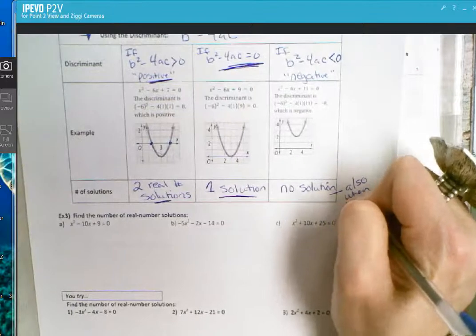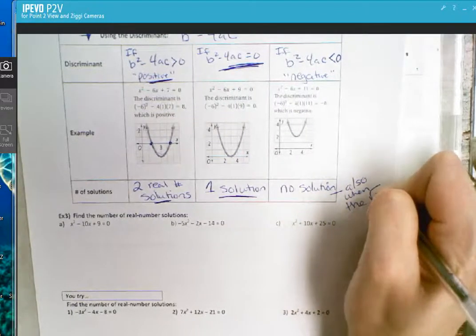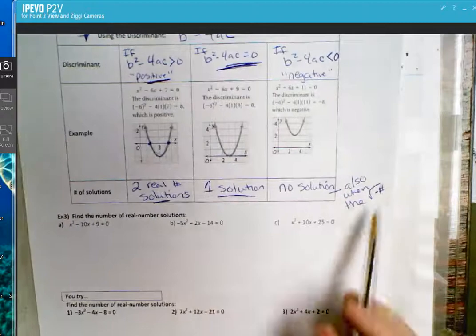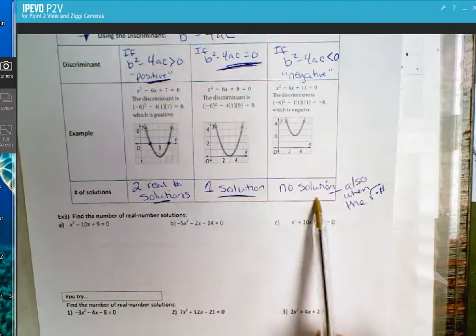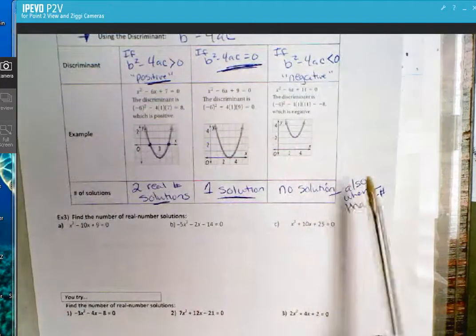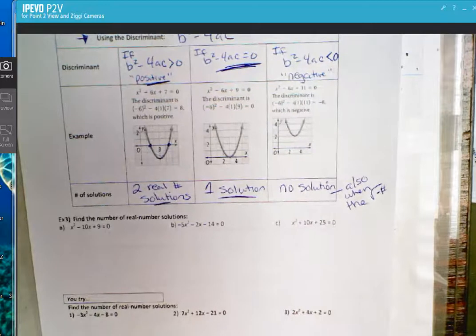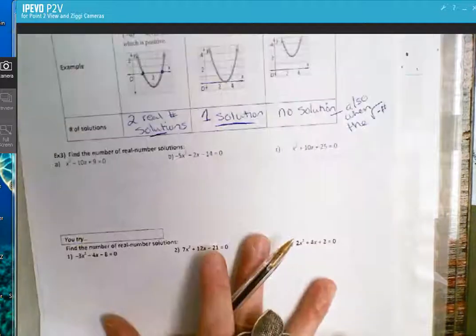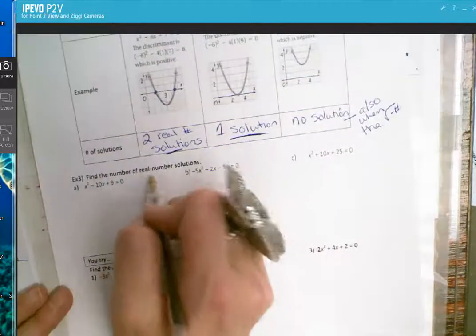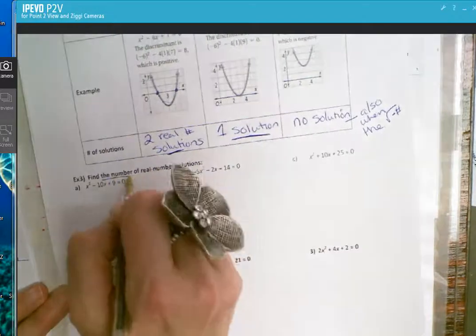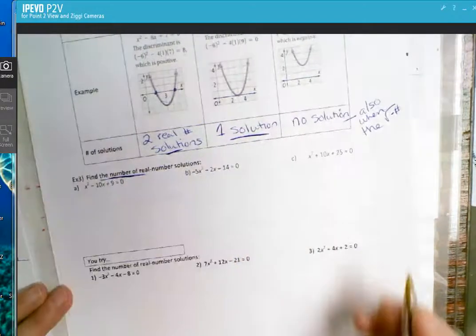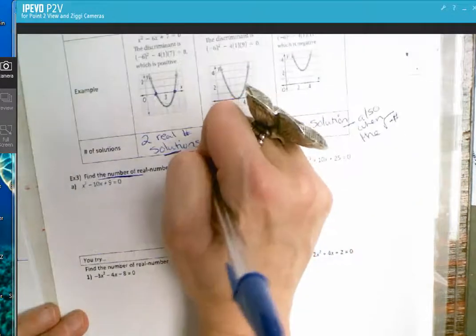That's also when we have the square root of a negative number. Okay? So that's where that's coming from, because we're looking at just the stuff underneath. So if it's negative, hey, if I'm taking the square root of a negative, I automatically know it's no solution. So let's find the number of real solutions. So find number of. If you see that, you automatically know that we're using b squared minus 4ac.